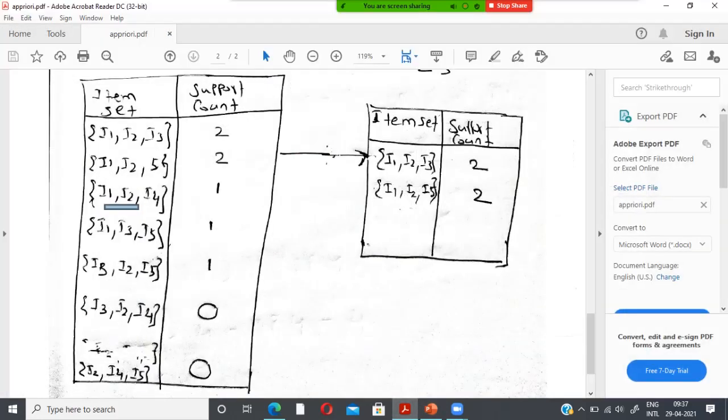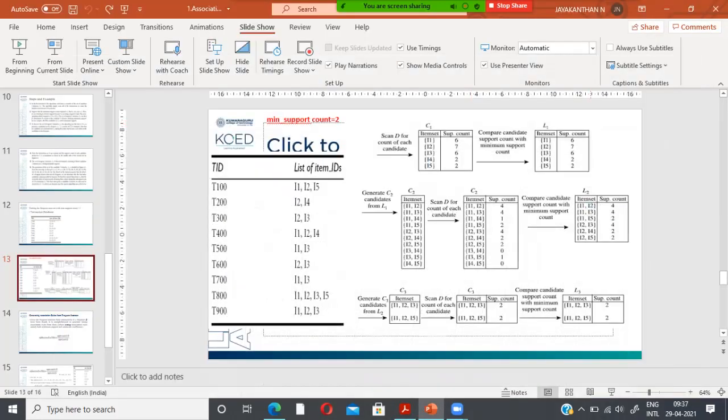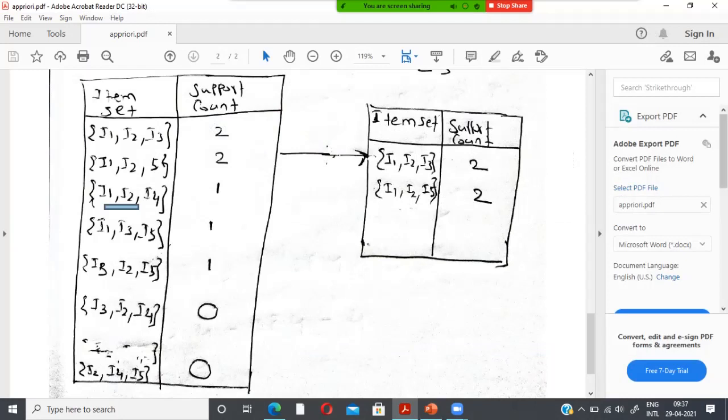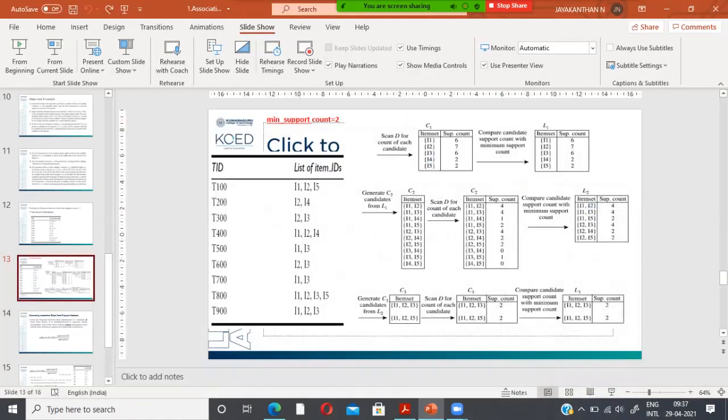Then 2, 3, 4. We check 2, 3, 4. There is no 2, 3, 4, it appears 0 times. 2, 4, 5: only 2, 4 here, so 2, 4, 5 equals 0.